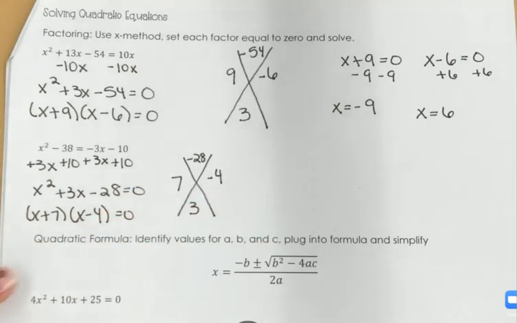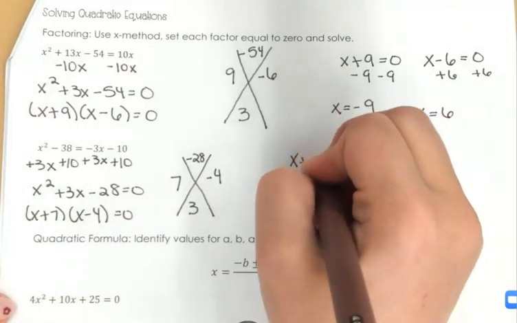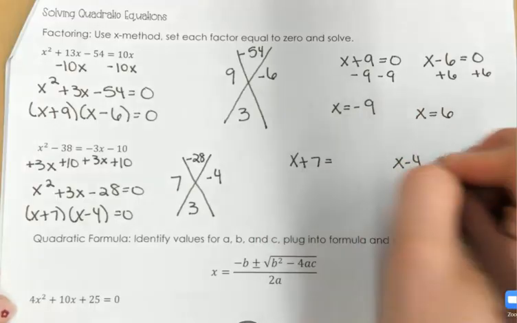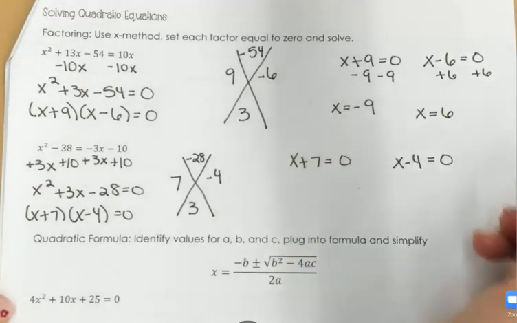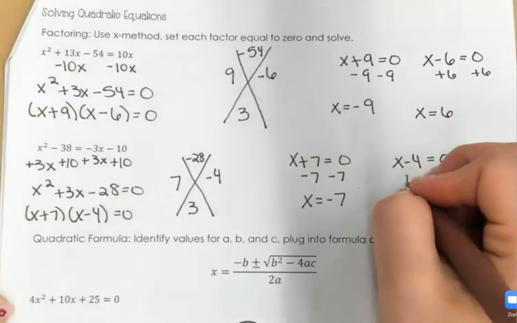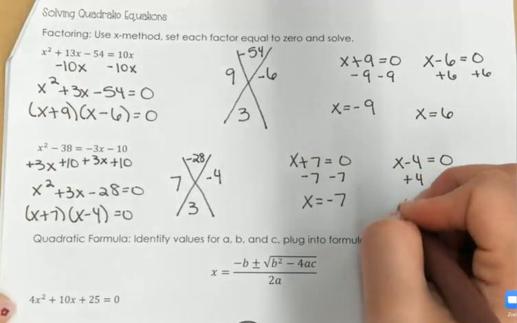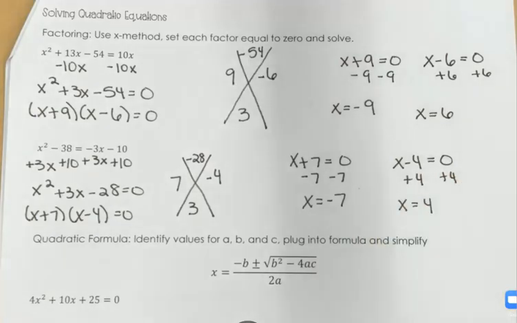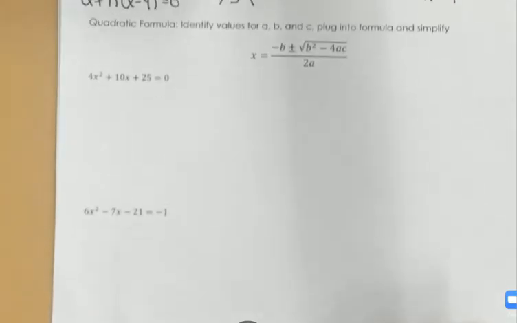So again, to solve, I need to take each of those parentheses, x plus 7 and x minus 4, and set them equal to 0, which just gives me two one-step equations to solve to get -7 and +4 as my two solutions. Okay, now we can't always factor, and when that happens, we have to use the quadratic formula.